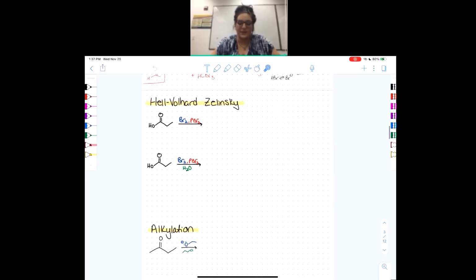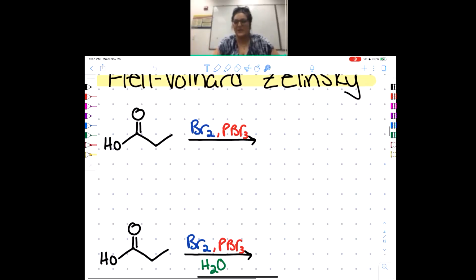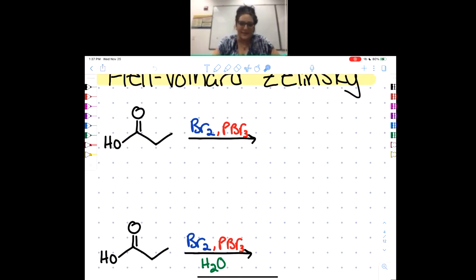The next reaction is going to be the Hell-Volhard-Zelinsky reaction, and I'm never going to say that again. And so this reaction, besides being a mouthful, is actually not that bad. So, first things first, what do we immediately recognize from these reagents? Br2 and PBr3. Okay, so which one does what?